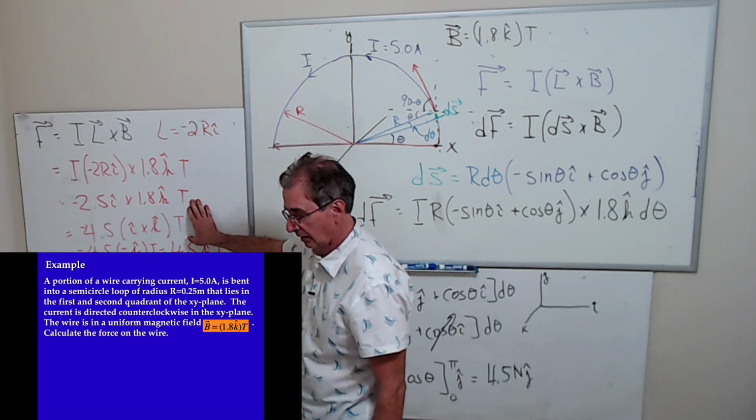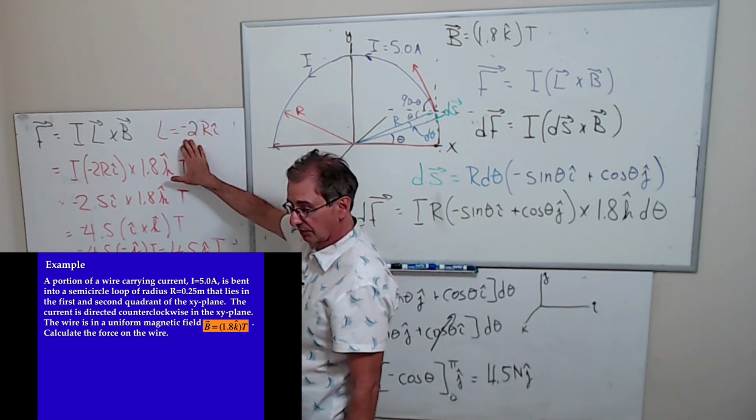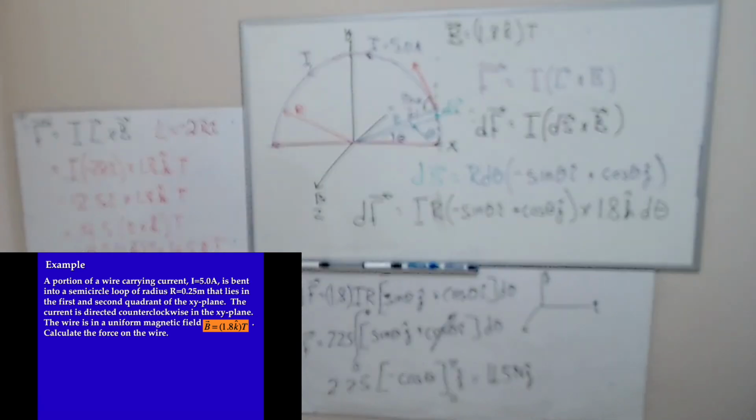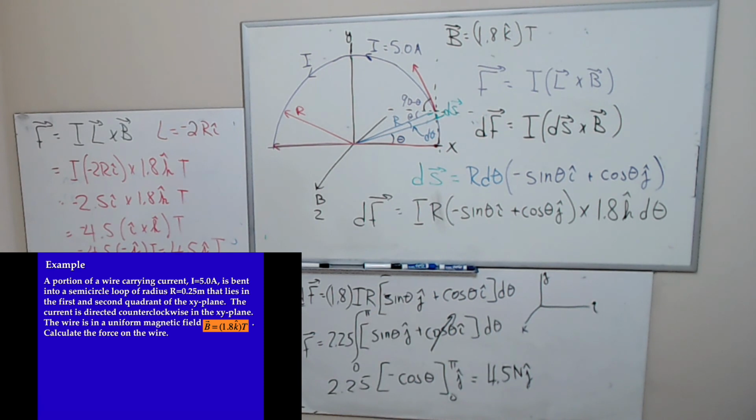But again, remember, I can only do this because B is constant. Don't forget that. I can only do this, write this, because B is constant. Remember what I did in my derivation. Are we okay with that?